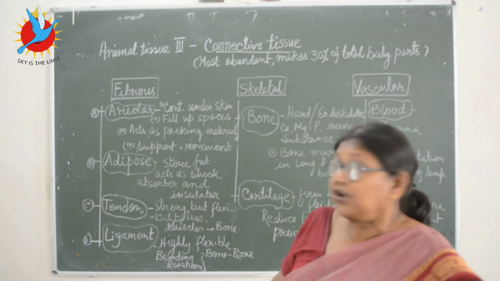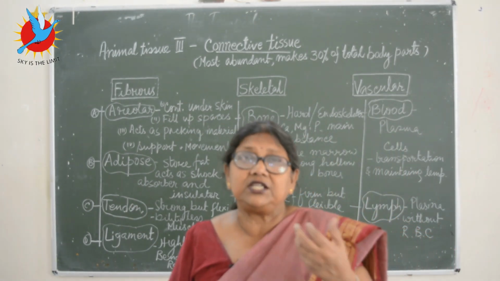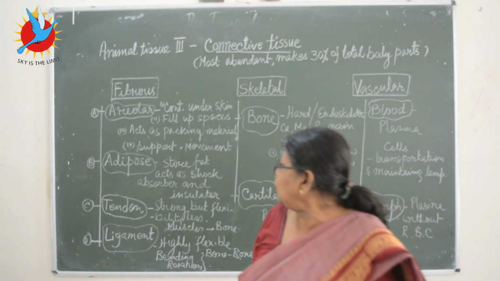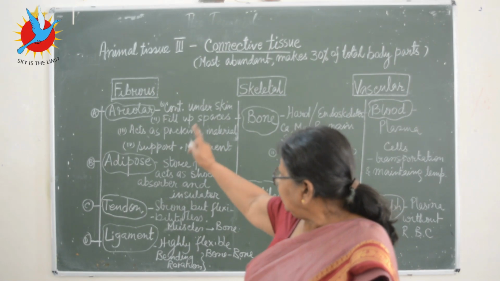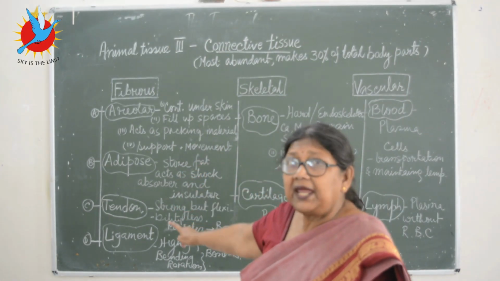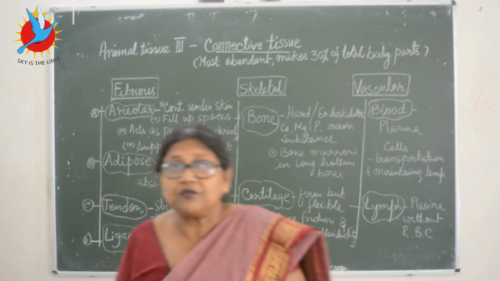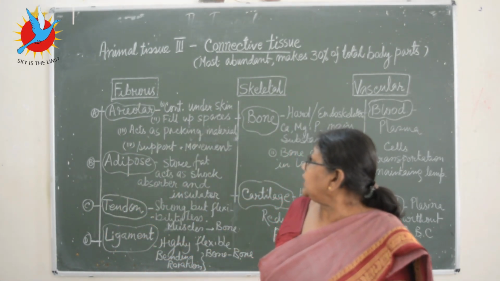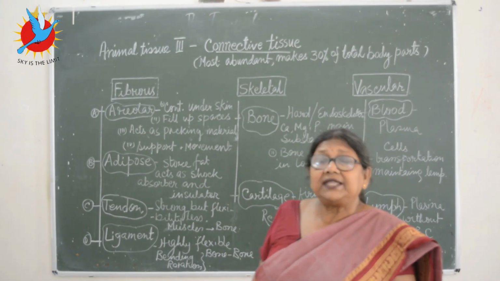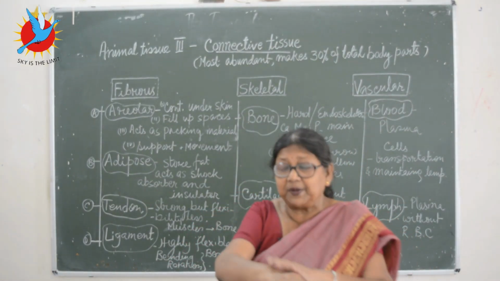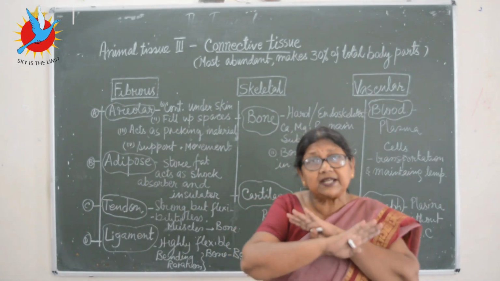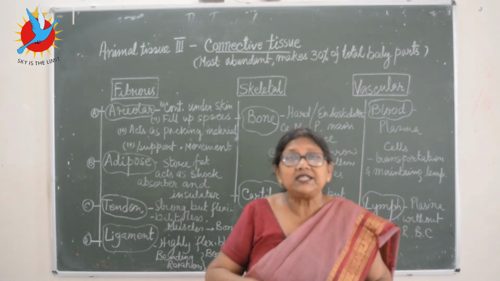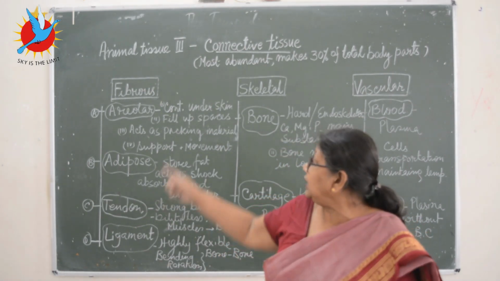So fibrous, from the name, the tissue cells are fibrous in structure, and they are further divided into 4 parts: areolar, adipose, tendon and ligament. Right? So 4 types of the fibrous connective tissue. Let's start with the first one. Which tissue is called the areolar? The tissue which is just beneath our skin. It makes a continuous layer, all over the body, just beneath the skin. That is the areolar tissue.